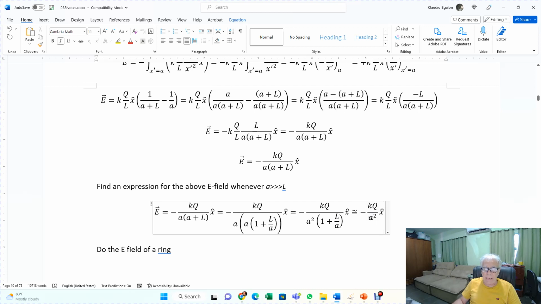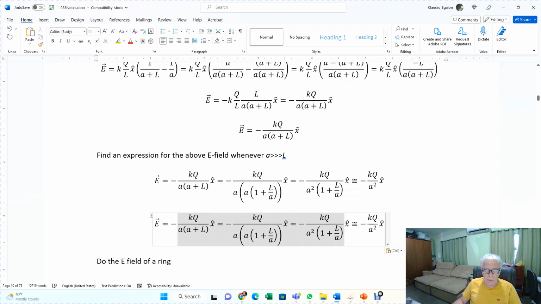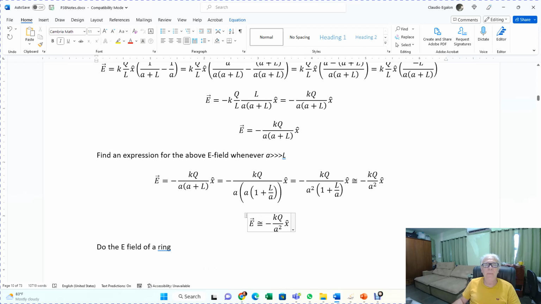Again, note, the A here in this case is doing the job of the R, right? The distance from the rod. Note that what we end up having here is the electric field of a point charge. Okay? I also put it approximately equal.